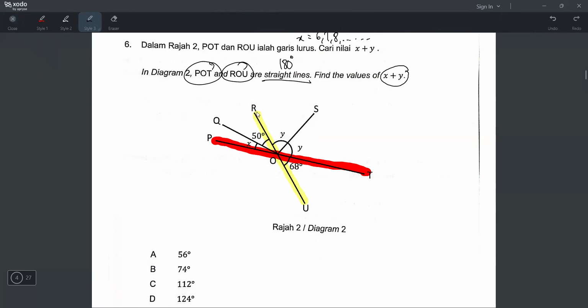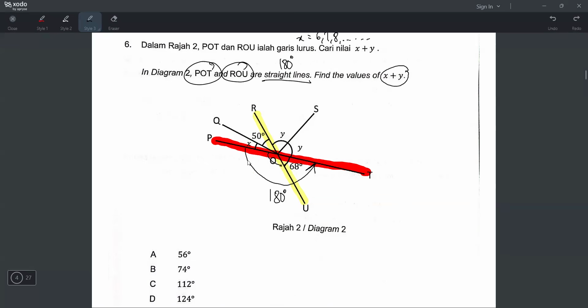Alright, let's focus on the red color line first, because I see that this total angle is 180. And I know this is 68, so I can find this straight away. After finding this, this angle will be the same as this angle, because it's x. The opposite angle will be the same. Anyways, let's find out what this is first.